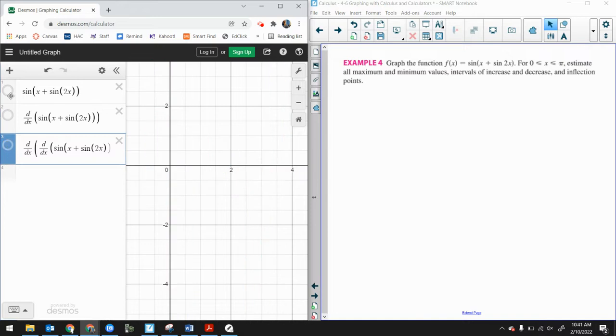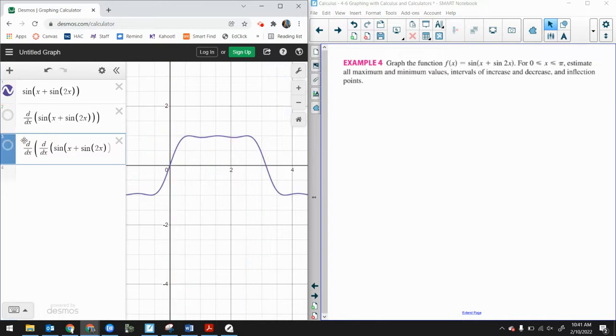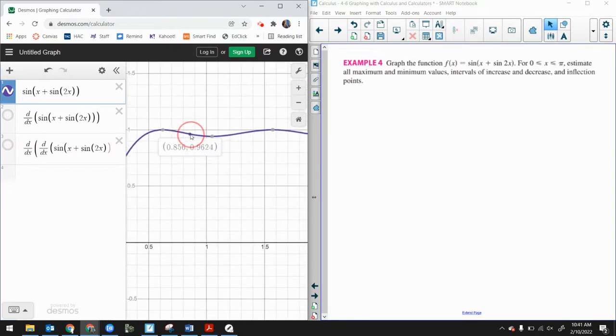Let me go back to my original, right? So say this first one, 0.796. Where are you at? 0.796, right around there. Is that an inflection point? Yeah, that's going from concave downward, and then it goes concave upward. I mean, it's only a little bit. If I zoom in, I can see a little bit better. But right there, that's an inflection point, going from concave downward to concave upward.